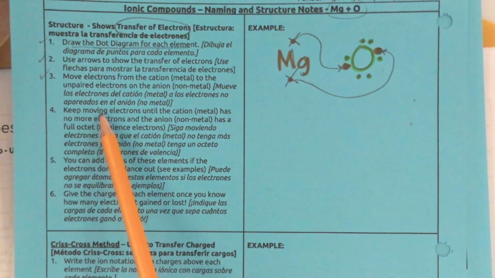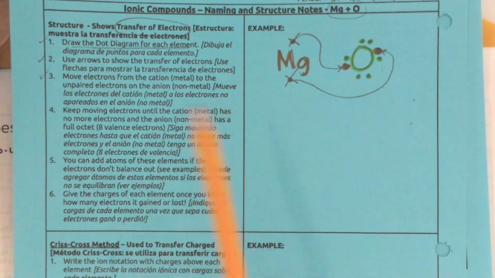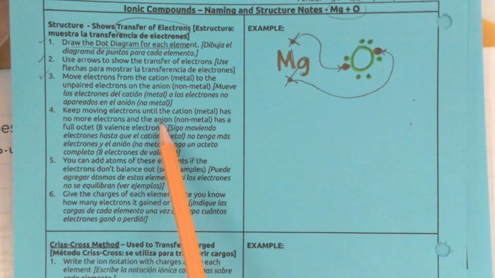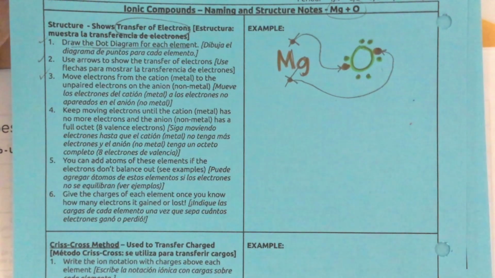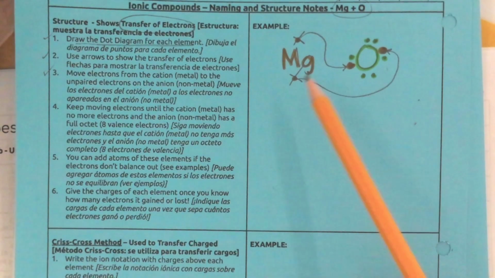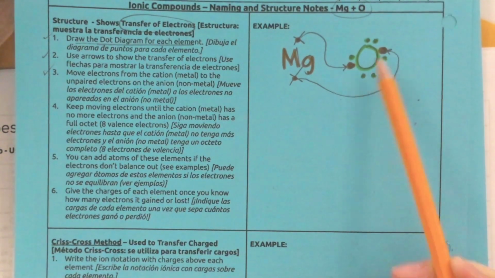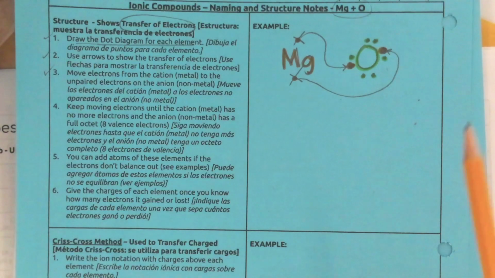Now you're going to keep moving electrons until the cation metal has no more electrons and the anion, non-metal, has a full octet. Now, we've already reached that state, right? Because our magnesium has lost both of its electrons, and our oxygen has gained both electrons it needs.